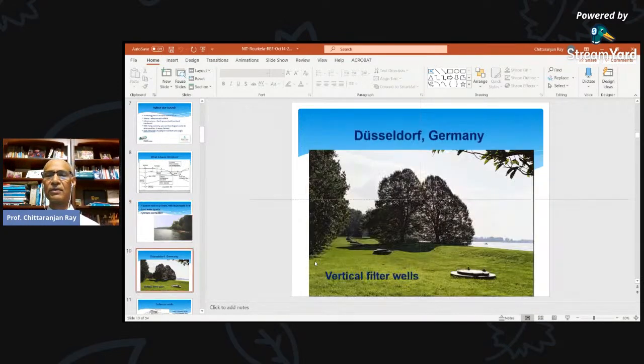So how do these things look? On the right side, you can see there is a river with a small boat going. That is the Rhine River in Germany. And there are trees in two rows. And between the two rows of trees, there are some wells. These are vertical wells. And they are interconnected through some siphon piping. And then they are pumped.